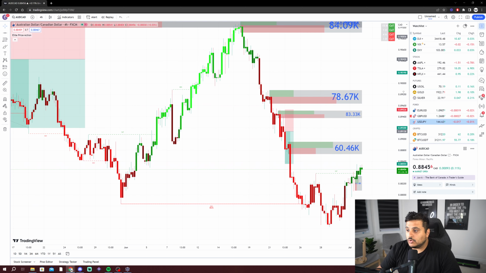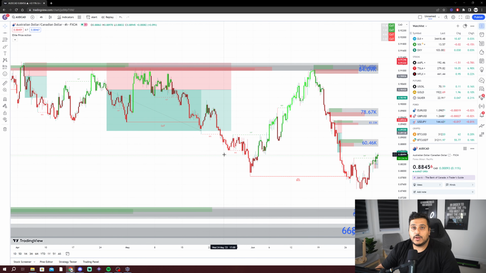That's how simple this strategy is, trading with the price action indicator, trading strictly based off supply and demand levels, trading with the trend, and trading based off momentums that you see with the candles.